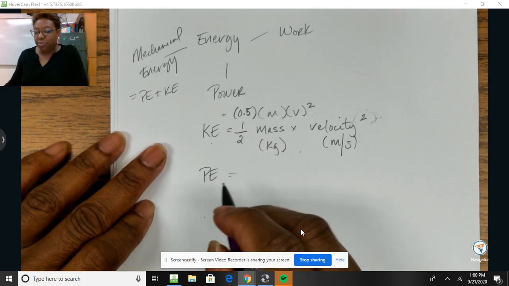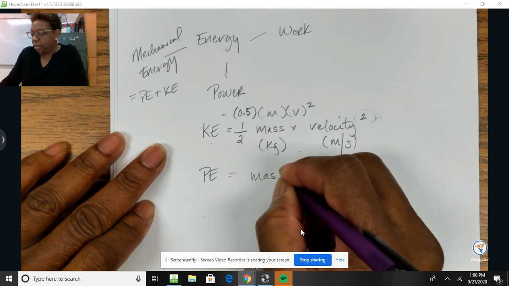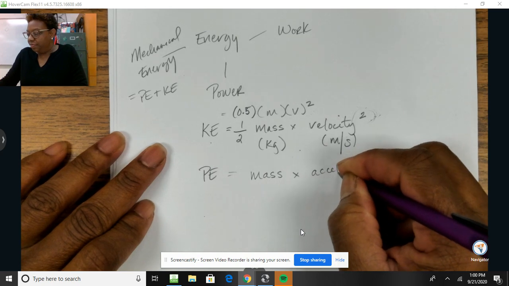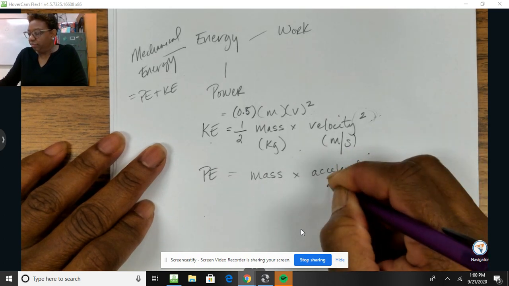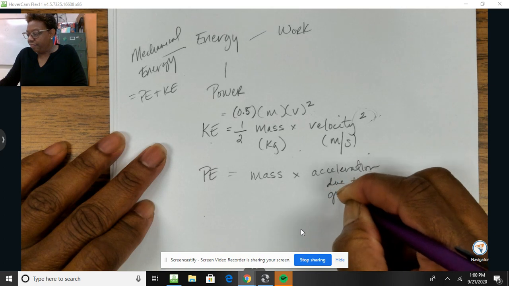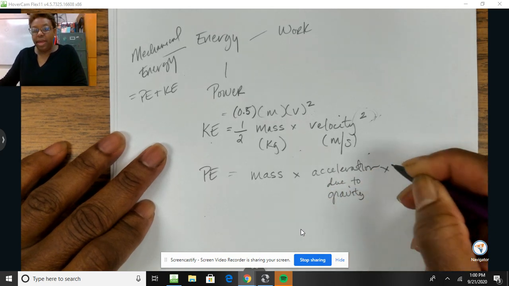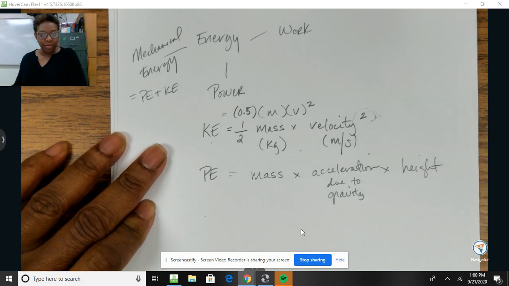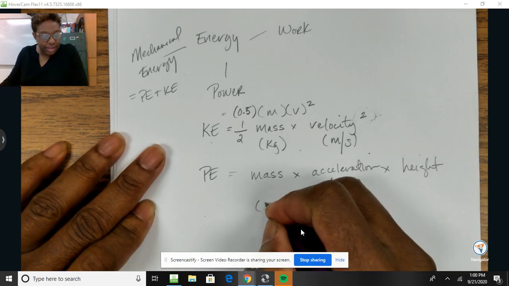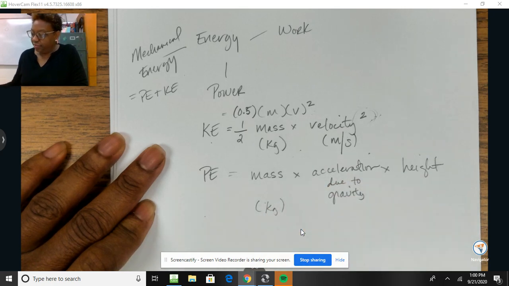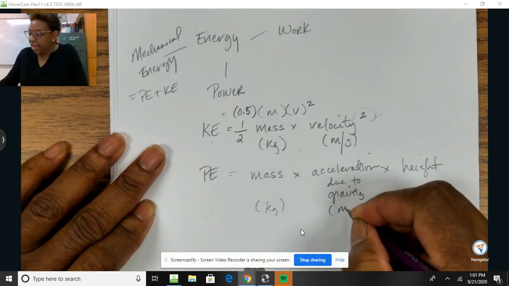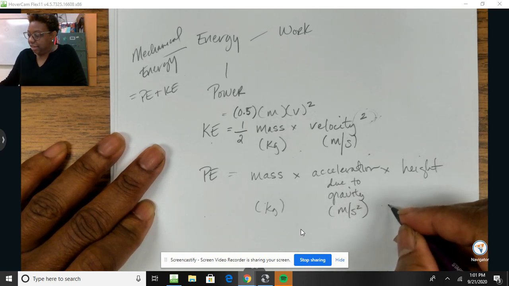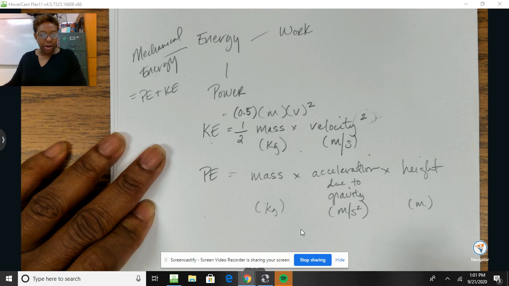So then potential energy, which was based on height and gravitational pull, we had mass, acceleration due to gravity, and height. So mass is in kilograms. Acceleration due to gravity is acceleration, so it's meters per second squared. And then height is in units of meters.